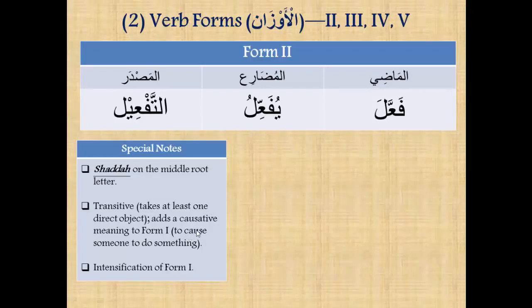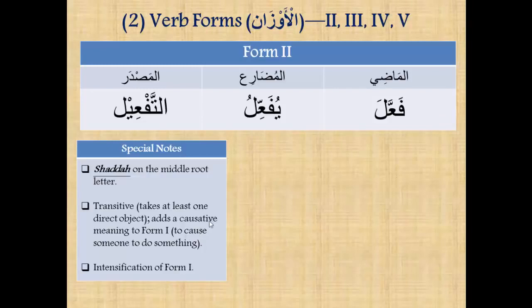So the word عَلَّمَ in Form 2 means to teach. Another example, ثَبَتَ يَثْبُتْ means to be firm or strong in Form 1. In Form 2, ثَبَّتَ يُثَبِّتُ التَّثْبِيتُ means to make someone strong, to strengthen, or to make something strong, like a case or a claim. So it means to confirm or to substantiate. So ثَبَّتَ means to strengthen or to confirm and substantiate something.